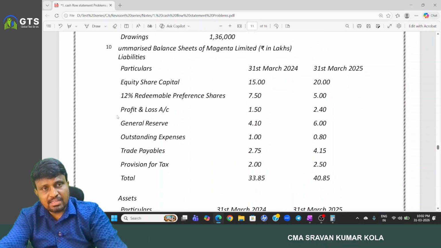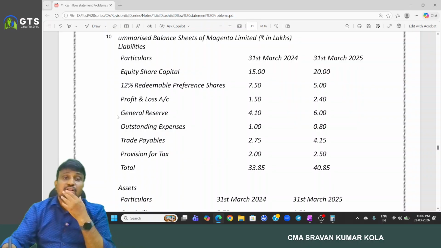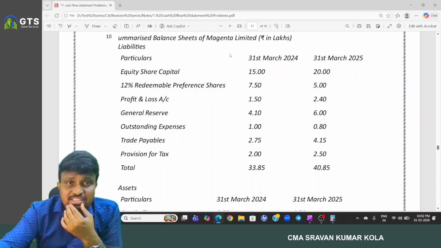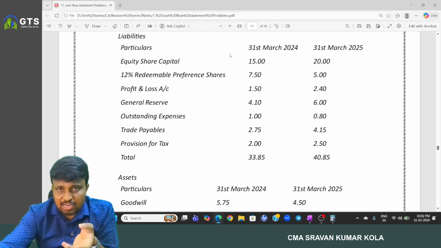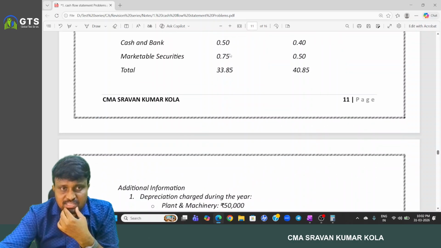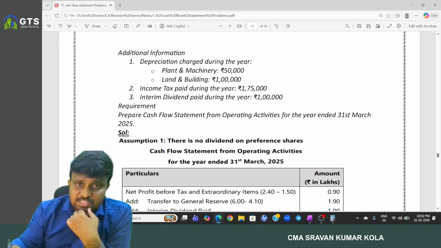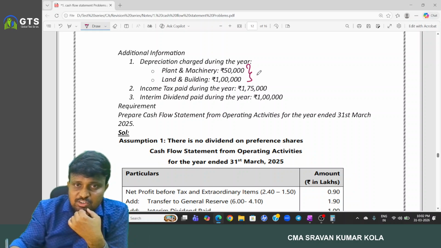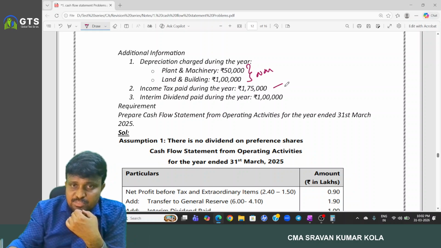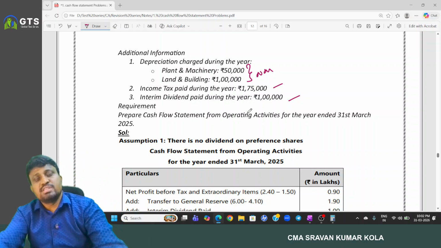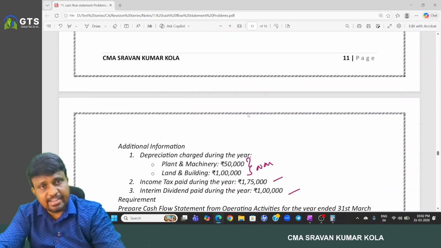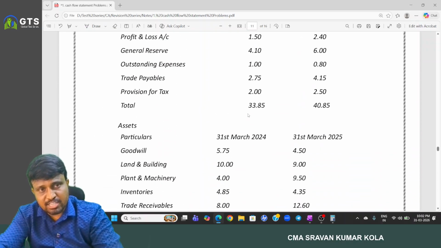And here, coming to the next problem, we have the summarized balance sheet of Magenta Limited. We have the assets and liabilities, and the depreciation. These are the non-cash expenses, income tax paid, and dividend paid. Cash flows from operating activity. In this case, better to follow the indirect method, as only balance sheet data is provided.